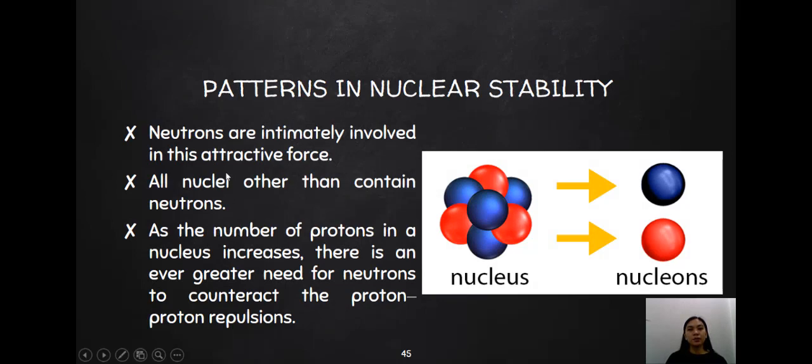So, patterns in nuclear stability again. Neutrons are intimately involved in this attractive force. Mukhang incomplete yung statement na yon, so disregard it. So, it says here, as the number of protons in a nucleus increases, there is an ever greater need for neutrons to counteract the proton-proton repulsion. So, ito naman na in-explain ko kanina. Pag masyado nang maraming protons, mas malaki yung nuclear force na kailangan. So, sometimes hindi na kaya, kaya naghihiwalay po or nai-emit po yung mga protons.